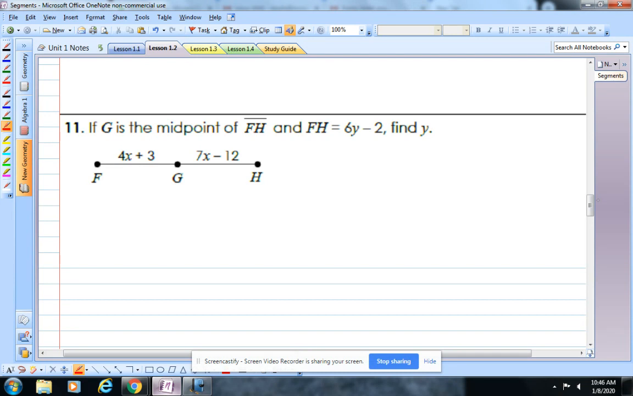All right. So it says that G is the midpoint of FH. But then it goes on, and these both have X's in them. Do y'all see that? And then it says FH's length has a Y in it. Find Y. Okay, game plan. How can I do this?